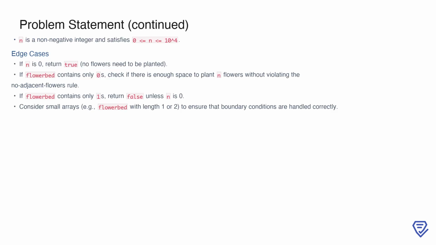It's important to consider edge cases when solving this problem. For example, if n is 0, you should immediately return true since no flowers need to be planted. If the flower bed contains only 0s, you need to calculate whether there's enough space to plant all n flowers without violating the no adjacent flowers rule. On the other hand, if the flower bed consists entirely of 1s, you should return false unless n is 0, as no additional flowers can be planted. Finally, be mindful of small flower beds with lengths of 1 or 2, as these scenarios could present boundary conditions that need special handling to ensure correctness.